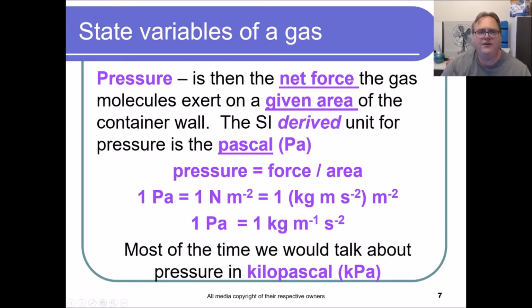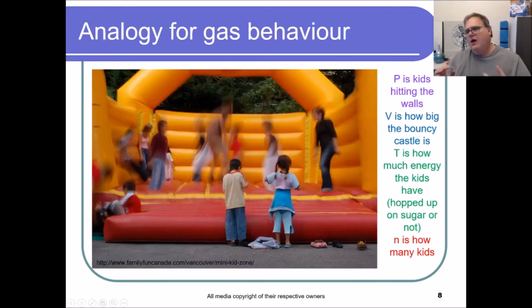So, 4 state variables. Well, of course, many of you know by now that I tend to like to use analogies to get points across, to get a better understanding of what's happening, because sometimes you have to be able to attach a picture to things, a picture that isn't these little gas molecules that you've never seen whizzing about banging against walls. So really, our analogy for gas behavior is going to be a bouncy castle. And I love this analogy for 2 reasons.